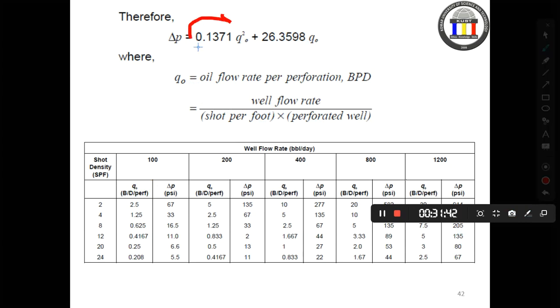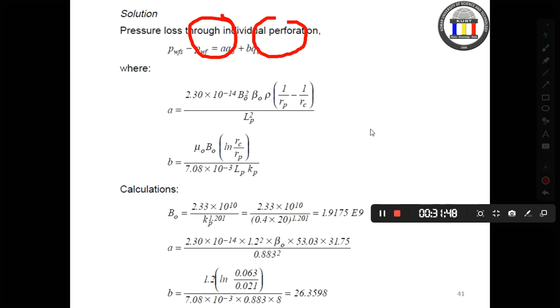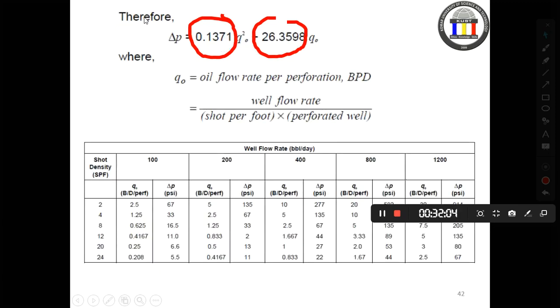This 0.16 is calculated before from this. If you look at the, okay, here it is. You calculate the A and B. Okay, and A and B are calculated here. It's 26. This is the 26 here, calculated using this equation. So you have already calculated A and B. You calculate the flow rate. You put it in the delta P. You get the pressure drop.